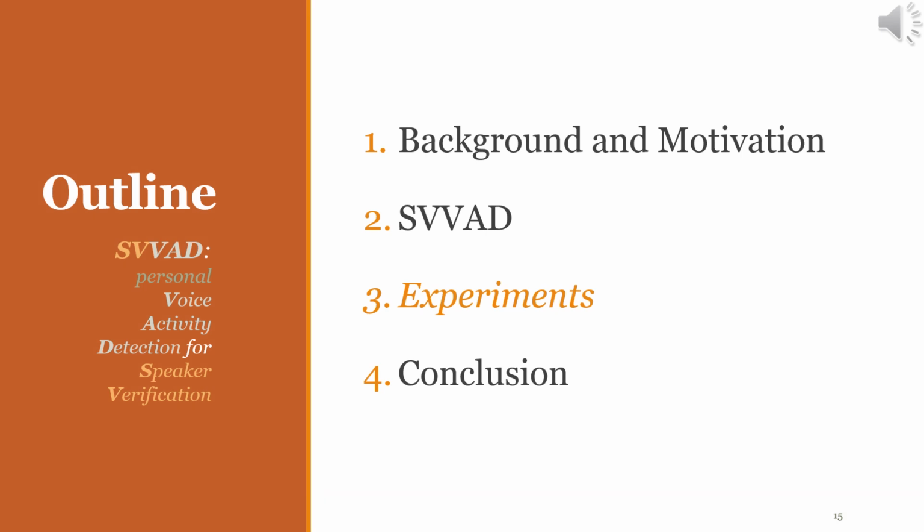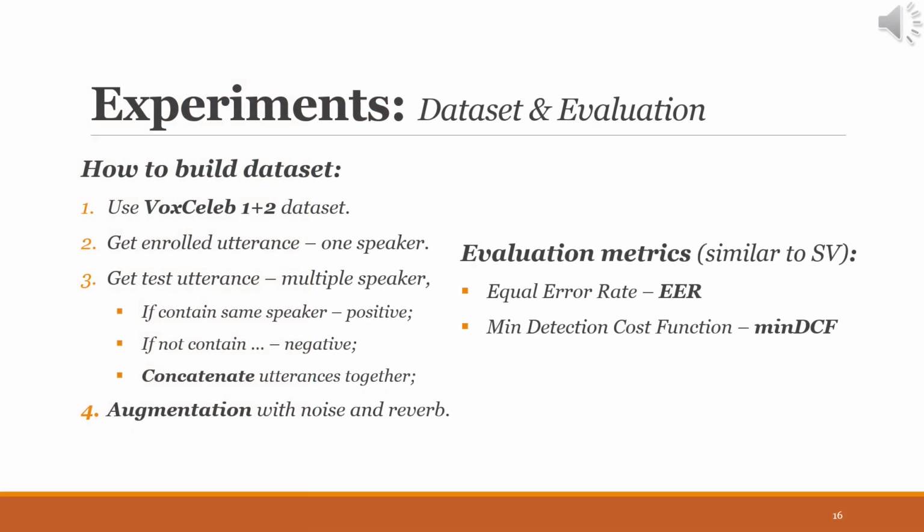Now let's see the experiments. Firstly, we will learn how to build our training data. Step 1. We use the public VoxCeleb 1+2 dataset. Step 2. We directly use the audio from the dataset as the enrolled utterance with one speaker. Step 3. We can build the test utterance by concatenating speech from different speakers together. Step 4. We will then apply augmentation with noise and reverb to this audio.